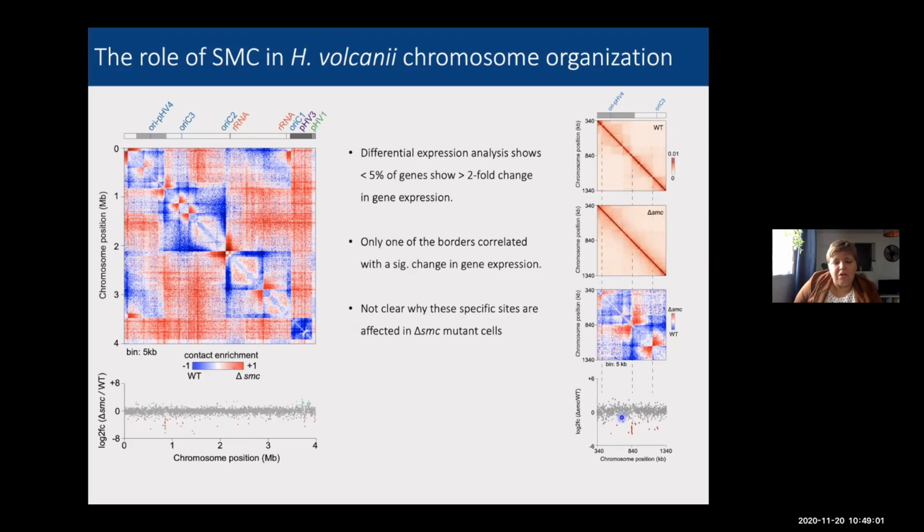And actually only one of the borders, which I've shown here on the right, correlated with a significant loss of transcription. So we've looked at all of these borders and there's no consensus sequence, there's no relation to the genes that are at these borders that would cause these specific borders to be affected. And so we're still investigating this, but it's highly conserved between replicates. So I think it's going to be really interesting.